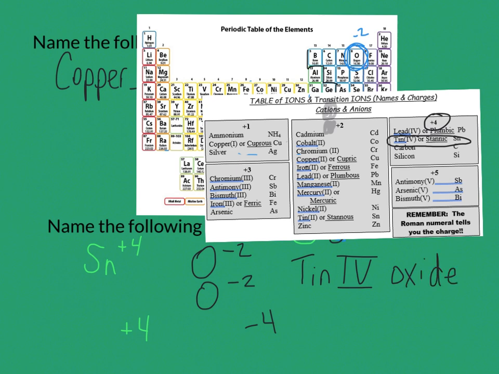Okay. You could also name it stannic oxide as well. Either is correct. I usually use the Roman numerals, but if you prefer to use the stannic, this is just the Roman part, you can say that word instead. Okay, they both mean the exact same thing.